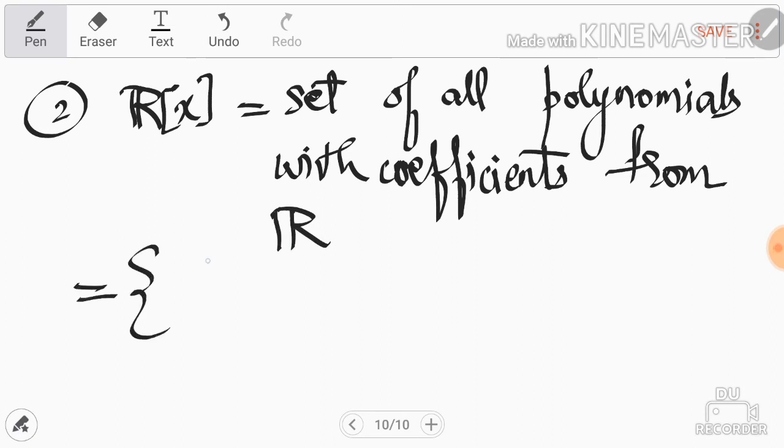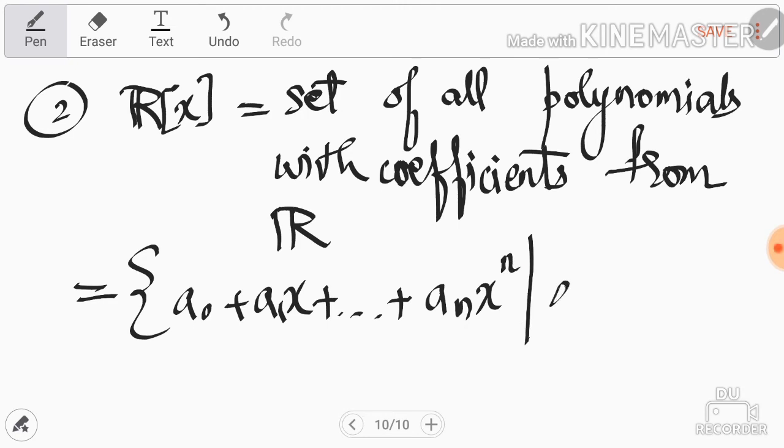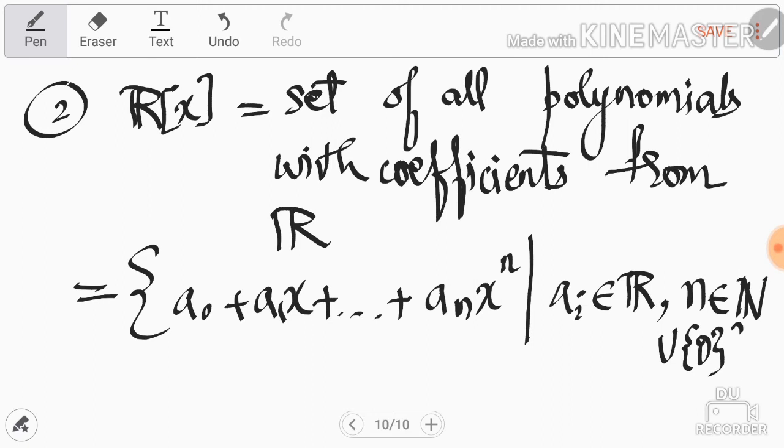To write it set theoretically, I can write it this way: a0 + a1x + and so on up to an x^n, where all these ai's are taken from the set of real numbers and n belongs to the set of natural numbers union 0, which means that you can have n equal to 0 as well.